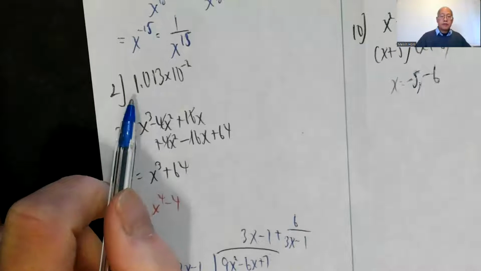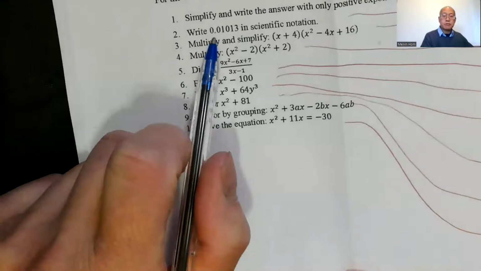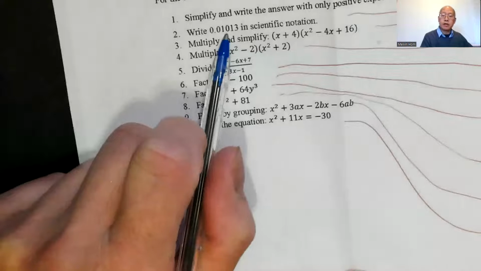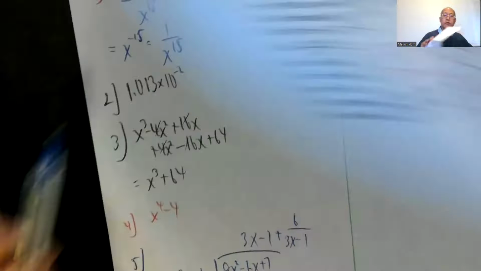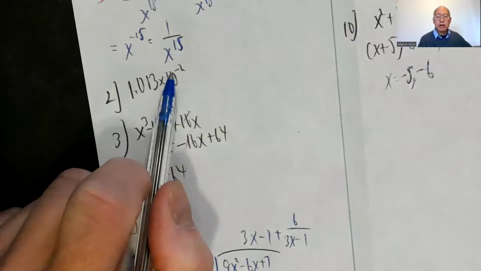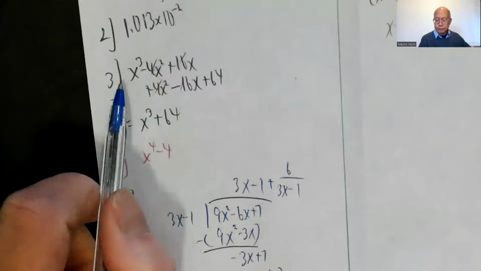Number 2, from the original, I can move the decimal over 2 spaces, 1, 2, to get a number between 1 and 10. So that's 1.013 times 10 to the negative 2. Negative 2 because it's a small number.